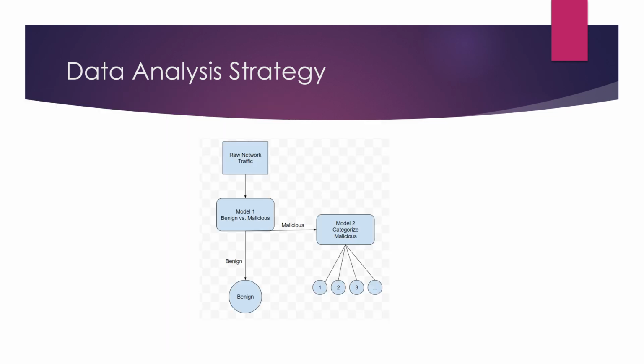So for this data analysis strategy, we're going to be using a two-model approach. First and foremost, data goes into model 1, which will separate and filter benign versus malicious. Once malicious activity has been filtered out, it will go into a second model, which will then categorize it into the different types of attack that we have laid out beforehand.